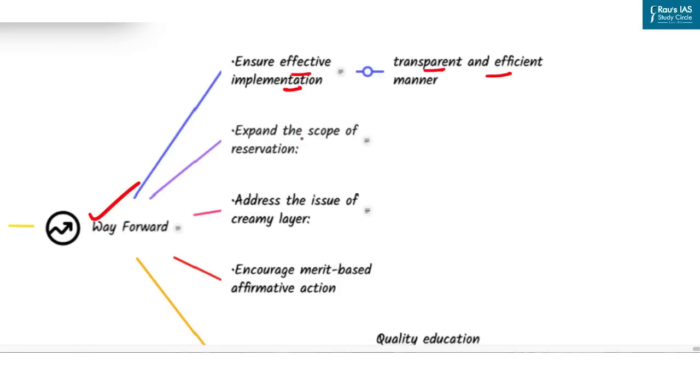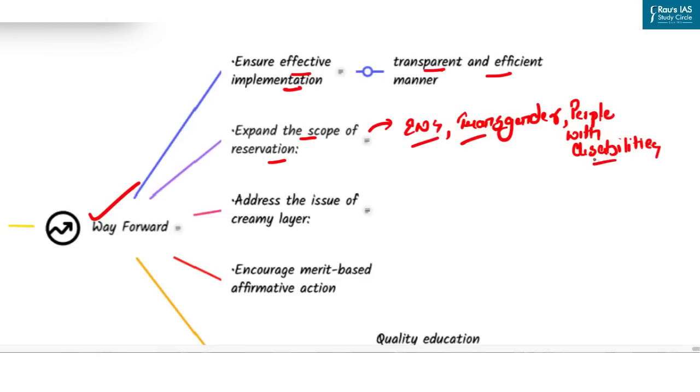The next suggestion is to expand the scope of reservation to include other marginalized groups such as economically weaker sections, transgender individuals, and people with disabilities who face discrimination and exclusion.